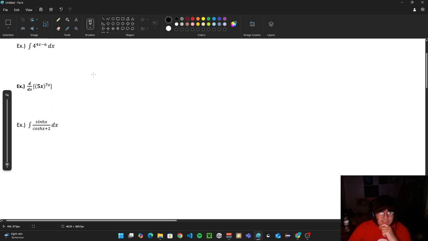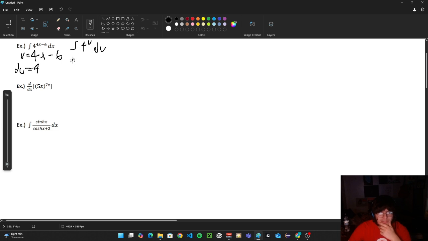Okay, for our next one, I think of u substitution. When you plug everything in, do you need to multiply by anything to get this du out? Because usually that's the case. So for here, our u is 4x minus 6, and then our du is just 4.